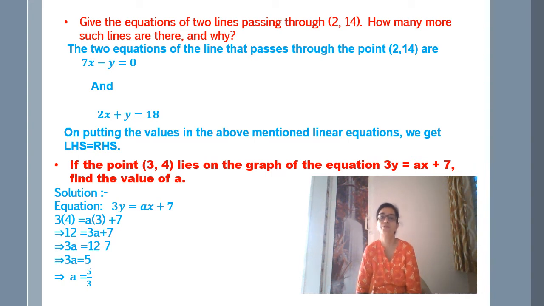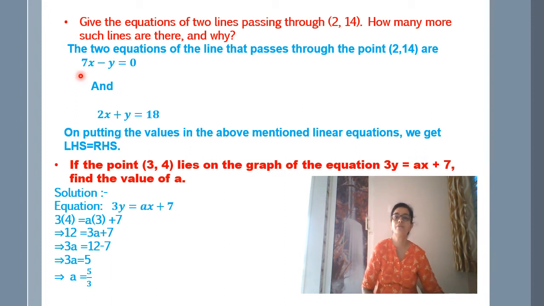Here we have to find two equations of lines passing through the coordinates (2, 14). So the x coordinate should be 2 and the y coordinate should be 14, and the equation should be satisfied. It means the LHS should be equal to RHS. In such a way, you have to find two equations of a linear equation in two variables. Like that you have to get two examples.